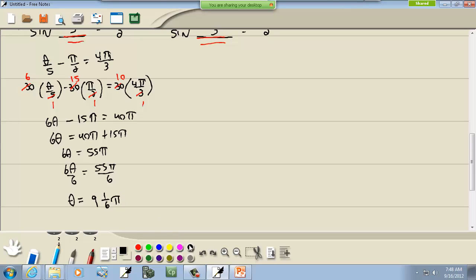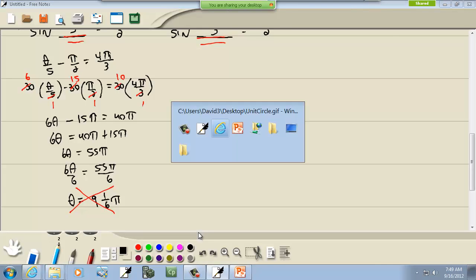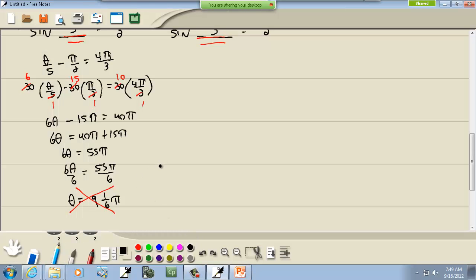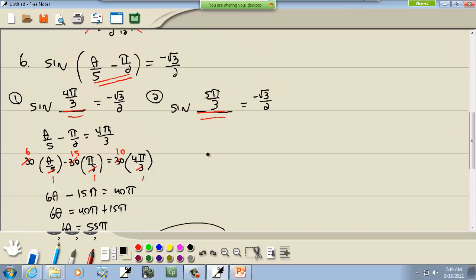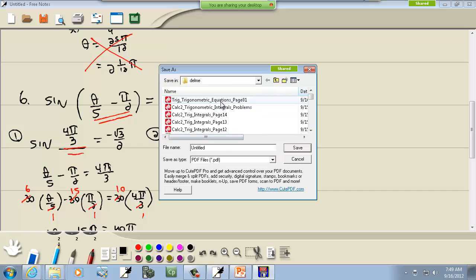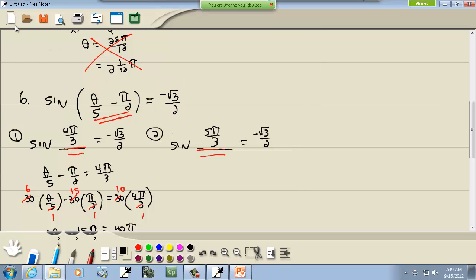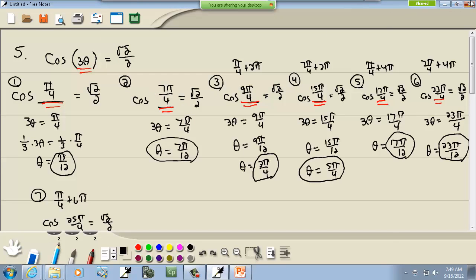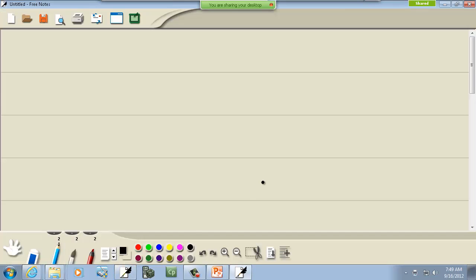Which is definitely past 2 pi, isn't it? So our first answer actually went past 2 pi, which we can't use then. Because it says your answer should be between 0 and 2 pi. So this particular answer has no solution. We don't even need to go to the second one, because if the first one's gone past 2 pi, the second one definitely will. So let me save this. And let's take a look at the next problem.